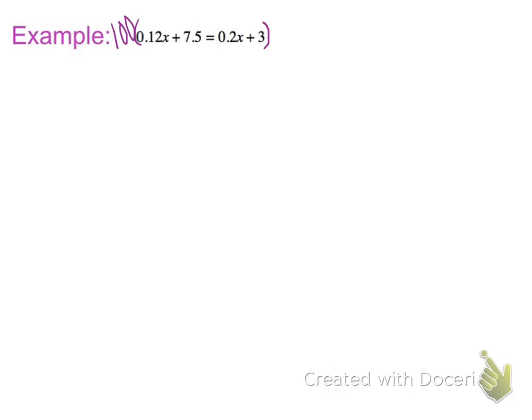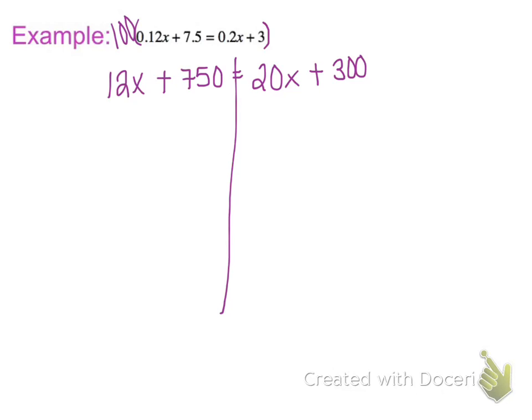So if I multiply the entire equation by 100, distributing that 100 to all of the values within this equation, here's what it would look like. Here's what the equation would look like after I distributed that 100 to the 1200ths, the 7.5, the 2/10ths, and the 3. Now this is a much easier equation to look at. I'm not concerned about the decimal values anymore, but my answer is still going to be the same as if I didn't multiply the entire equation by 100 and I worked with the decimals. So let's go ahead and finish solving this equation.